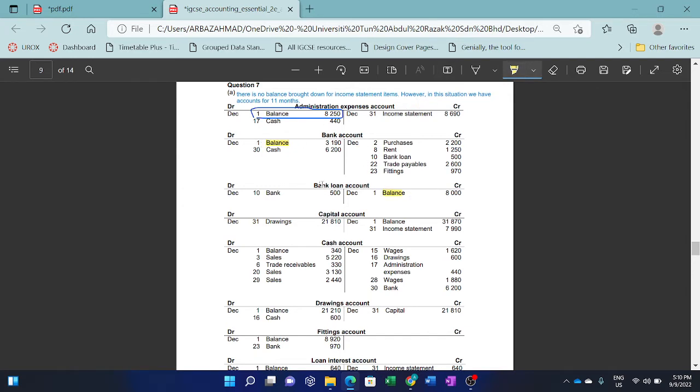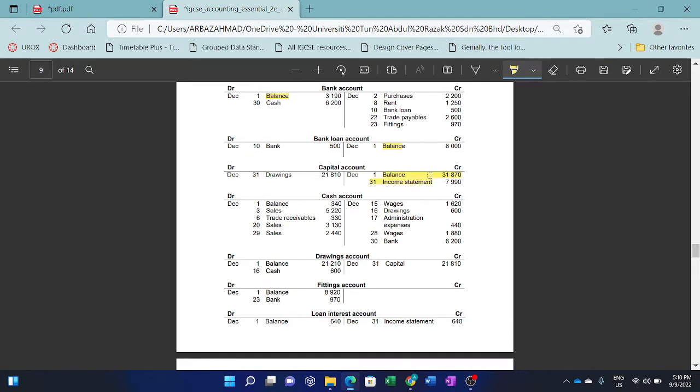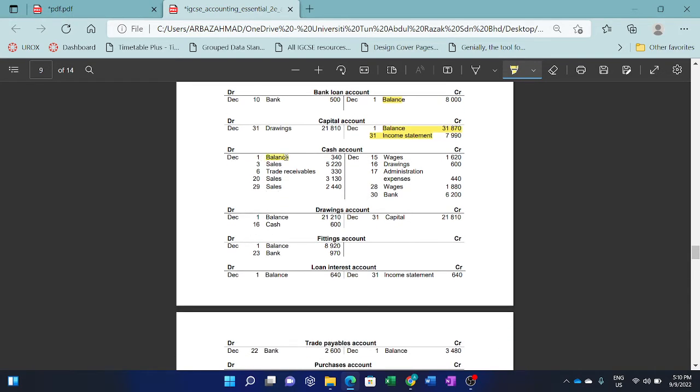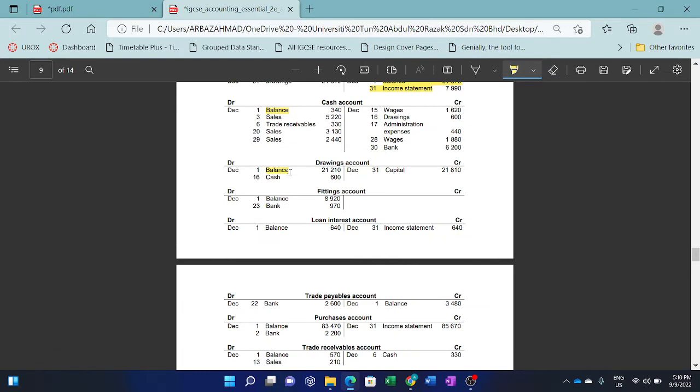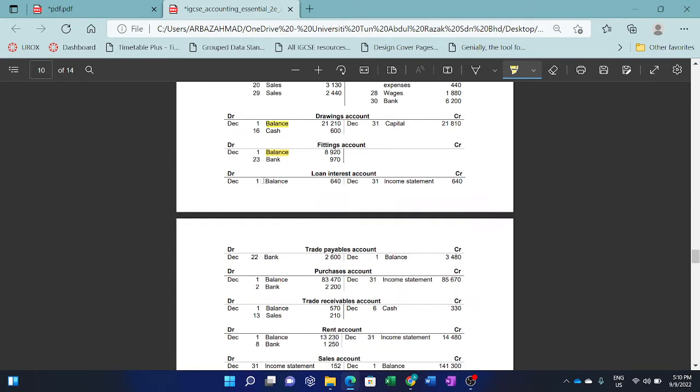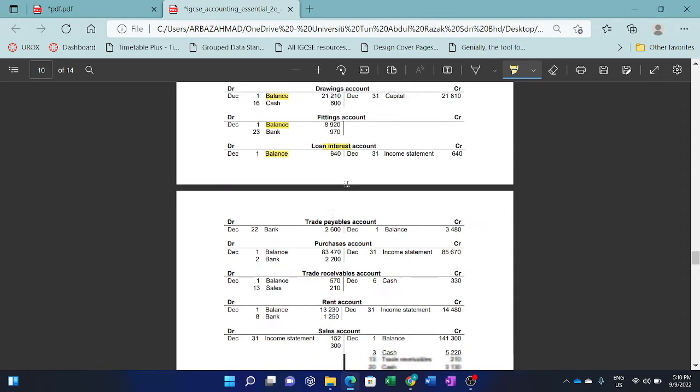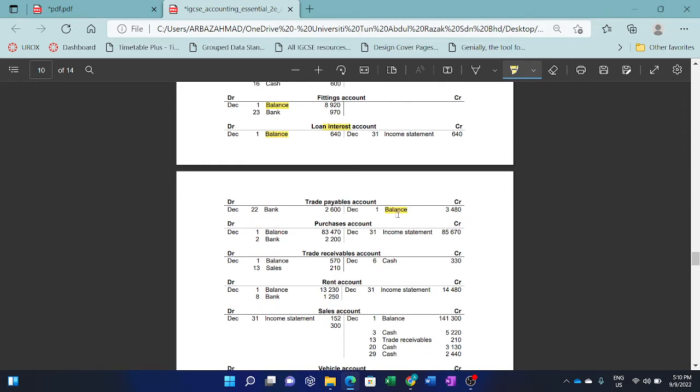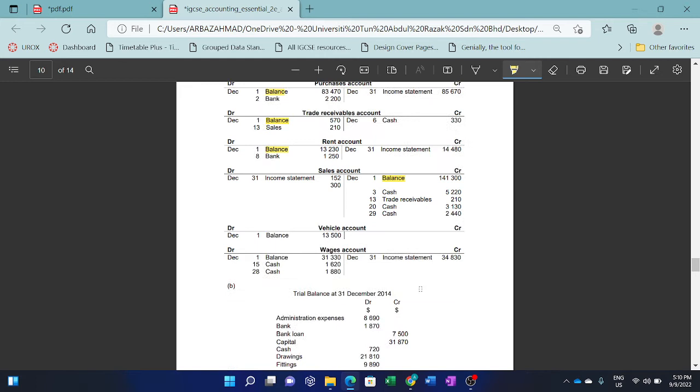So if it's a bank loan, then I know it's on credit side, capital is on credit side, cash is an asset, drawings, fittings asset, loan interest. So interest is an expense, payable. Then I have purchases, expense. Then I have receivables, asset. Rent is an expense. Sales is an income, okay? And then I have vehicle account. And lastly, I have wages.